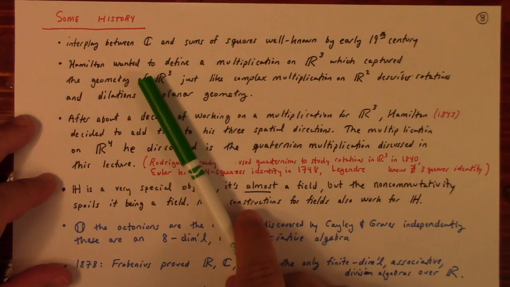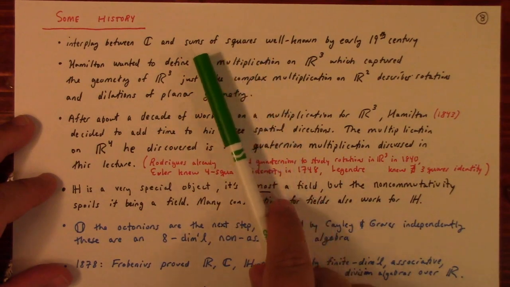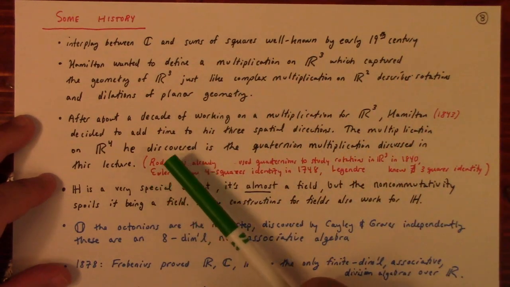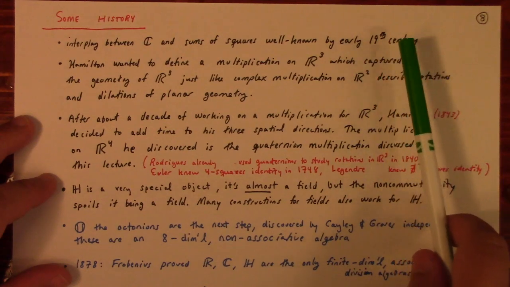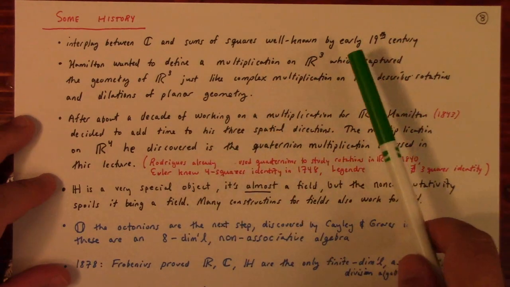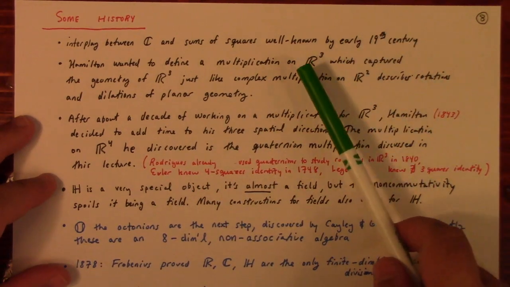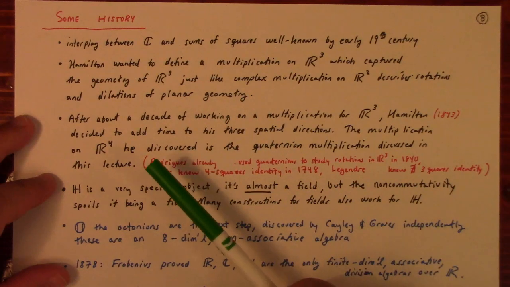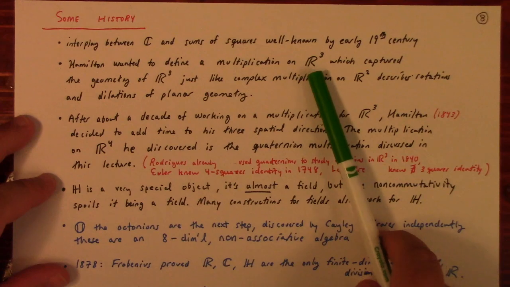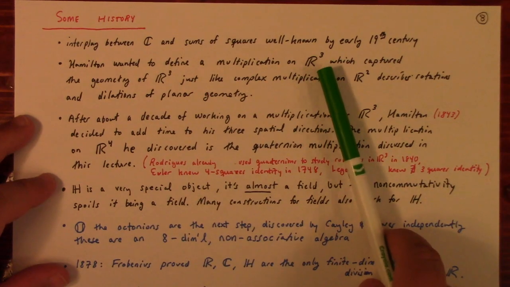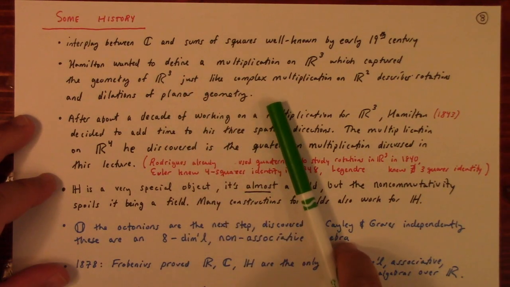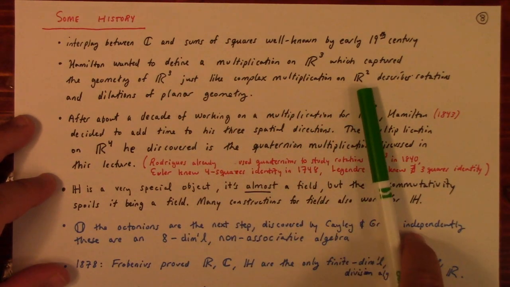The interplay between the complex numbers and the geometry of the plane was also well known, right? Every complex number corresponds to a rotation and a dilation. For example, when you multiply by i, it rotates the complex number by 90 degrees. So it's natural then to want to invent a multiplication on R3 which somehow captures rotations in 3 dimensions, just like complex multiplication captures rotations in the plane.